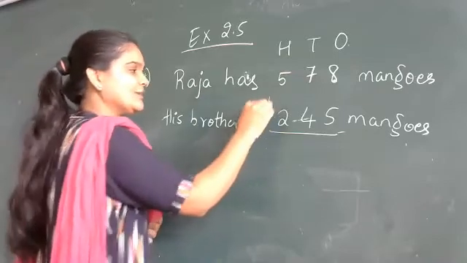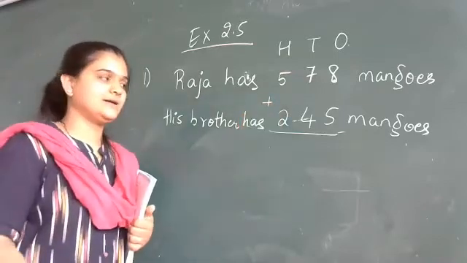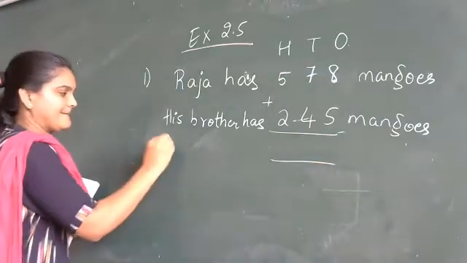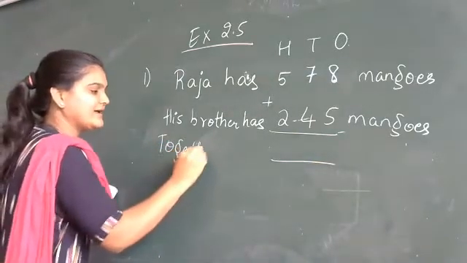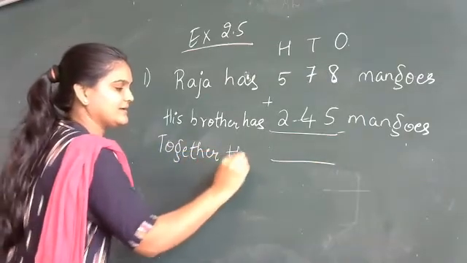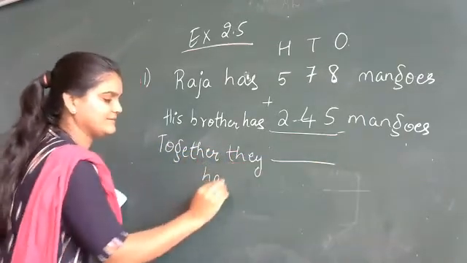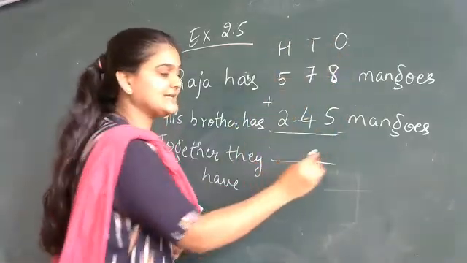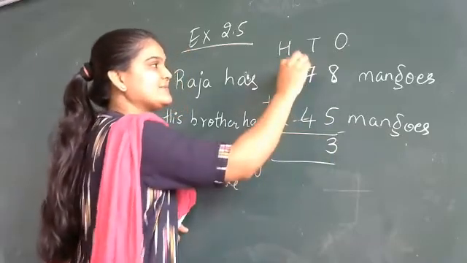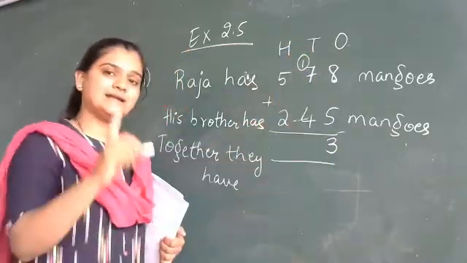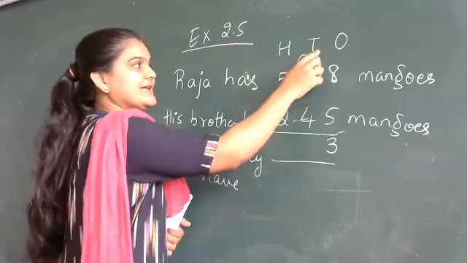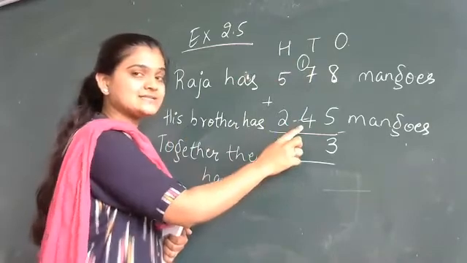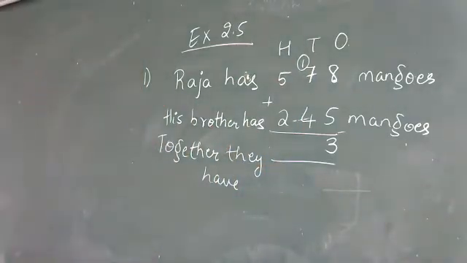So what will you do? You will have to add. The answer is 823. Yes. Just see here. 8 ones plus 5 ones is 13 ones. 3 ones, plus 1 tens. Okay, 7 tens plus 1 tens is 8 tens, plus 4 tens is 12 tens.